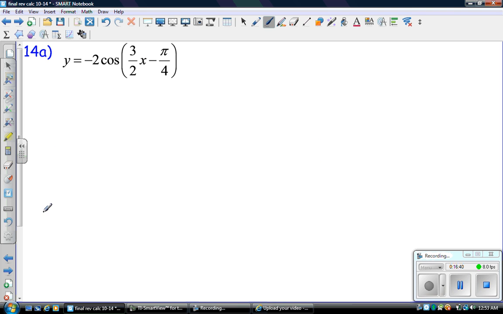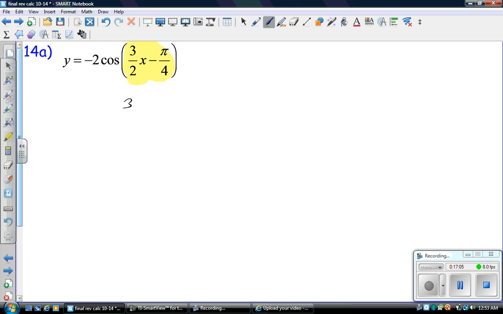On the last one here, for part 14A, it only wants the period and the phase shift. So again, we've got to factor out whatever's hooked onto the x, which is the 3/2 in this case. That's a lot trickier, but we can do it. I'm not really going to worry about the rest of this stuff. Here's what I care about.